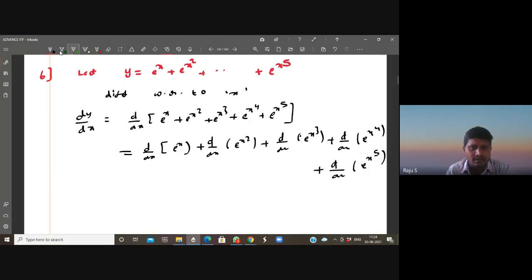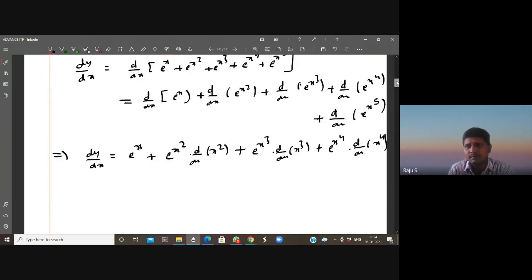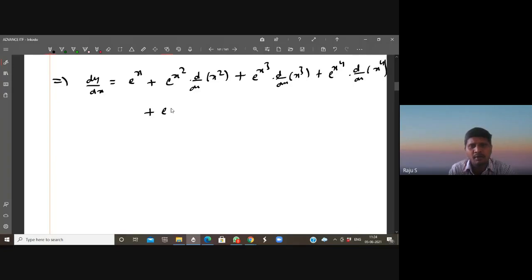Understood? Right. Now dy by dx is equal to e power x, which is e power x. Then e power x square is e power x square, again times d by dx of x square. You should write one step extra. So e power x cube is e power x cube, again times the derivative of x cube. Plus e power x power 4, times d by dx of x power 4. Finally, e power x power 5, times d by dx of x power 5. So what about the final d by dx?